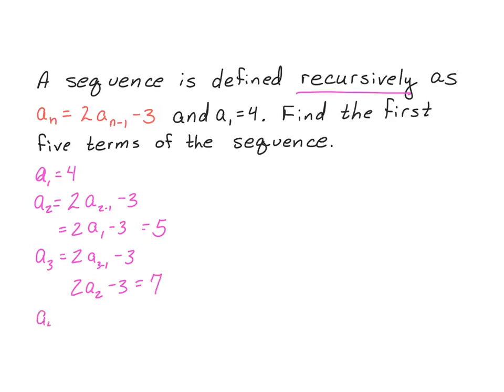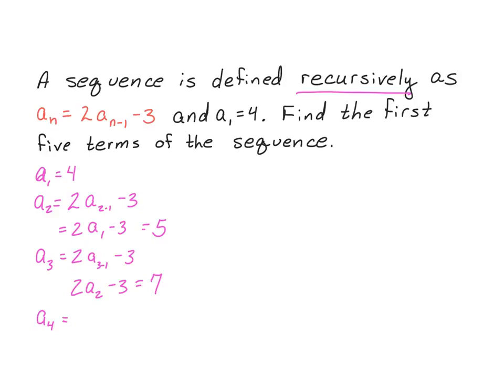All right, then we have the fourth term. Now remember that a sub n minus 1 is your previous term. So when we were finding the second term, this became the previous term, which was a sub 1. Finding the third term, this was the previous term, which was a sub 2. So for finding the fourth term, this will be a sub 3. And a sub 3 had a value of 7.